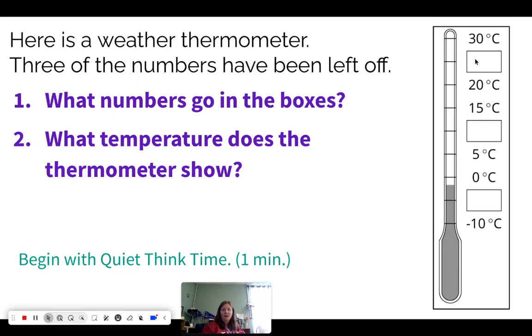All right, so what numbers go in the box? Right here, this should be 25. Right here, this should be 10. And right here, this should be -5. Now, the second question is, what temperature does the thermometer show? So here's the thermometer. Think about what temperature that shows. If this is 0 and this is -5, looks like it's going to be about -1 or -2. So I would say probably about -2 degrees would be the answer there.